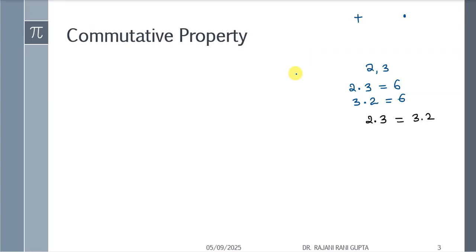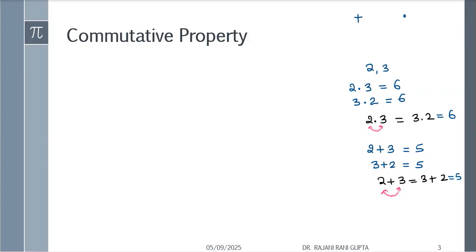Similarly, if you add 2 with 3, what do you get? 5. If you add 3 with 2, again you get 5. So it doesn't matter what the order is, you always get the same result, whether you are doing 2 plus 3 or 3 plus 2. If you change the position, the result remains the same.